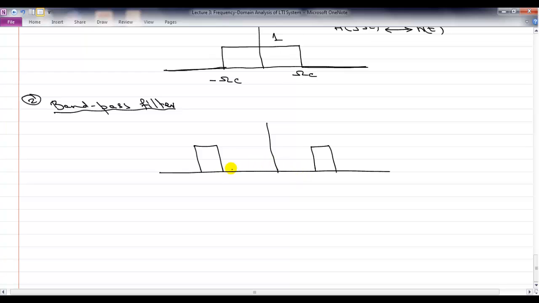Okay, so it basically kills everything. It has two values: omega c1, omega c2, minus omega c1, minus omega c2. The gain is typically called unity. So what is this filter doing? This is killing all frequencies around 0 and all frequencies above omega c2.